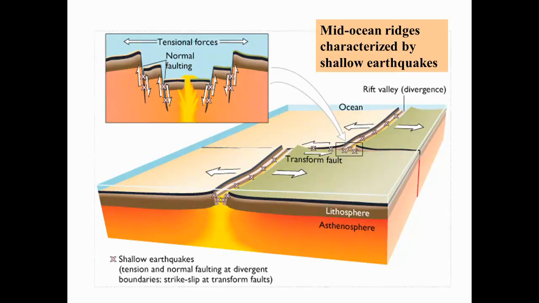For fault mechanism solutions along mid-ocean ridges, we find that mid-ocean ridges and these transform faults are characterized by very shallow earthquakes, or earthquakes that typically occur at depths of less than 4 kilometers. And the fault mechanisms indicate that along ridge segments we're looking at essentially tensional stress and normal faulting, whereas these transform faults that offset segments of mid-ocean ridge, we're mainly looking at strike-slip motion.